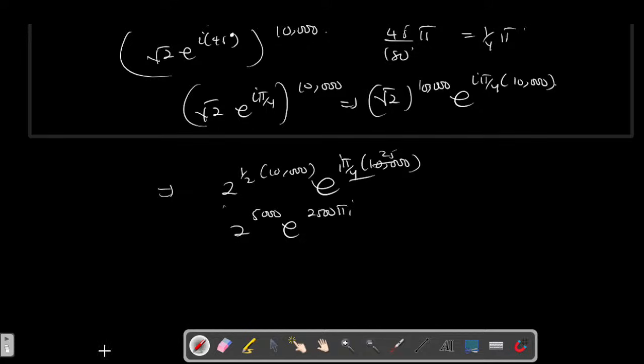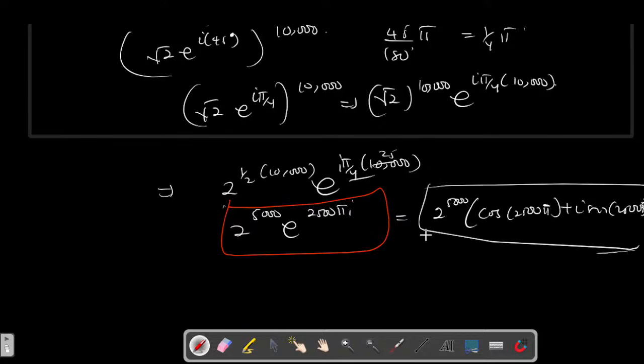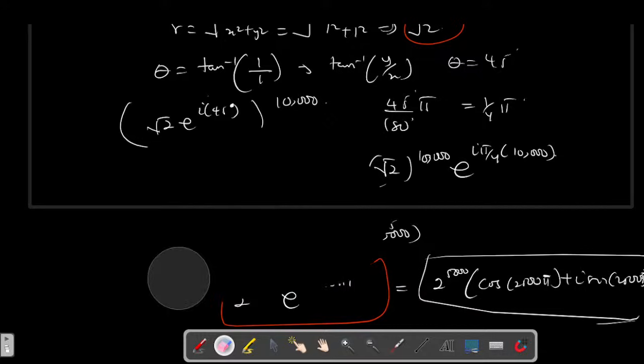As simple as that. So if the question demands you leave it in the form a plus bi, this simply becomes 2 to the power 5,000 outside the brackets, cosine 2,500 pi, plus I sine 2,500 pi, like that. And that is all you need for your answer. As simple as that. Take notes, go through again, solve it well. Let's move to the next question.